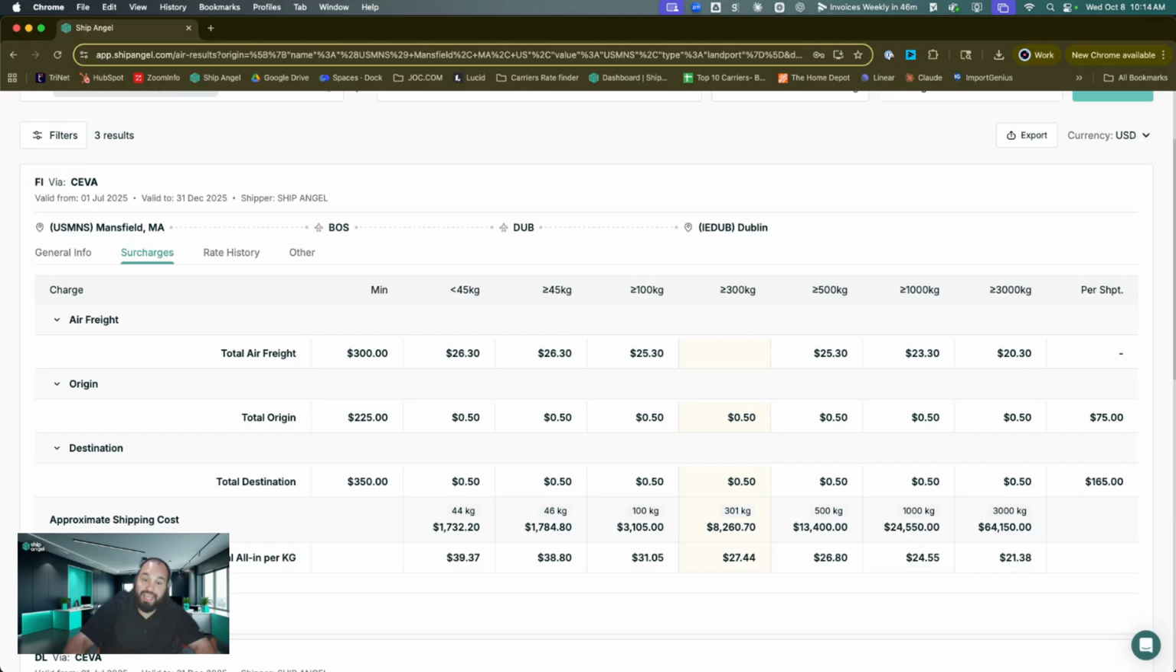No, it's $8,260.70, coming out to $27.44 per kilo based on a 301 kilo chargeable weight. You can be very, very, very specific.